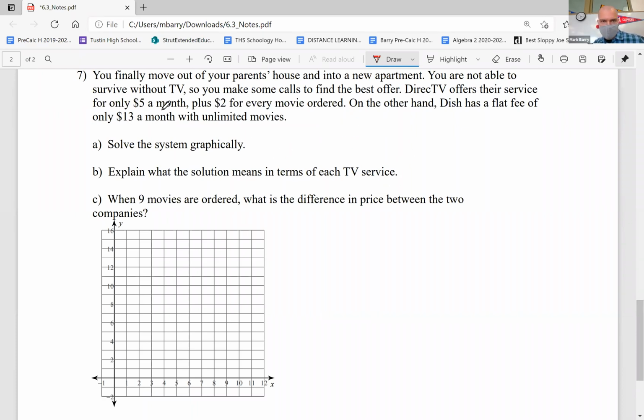So here's how I would write this system of equations, okay? For DirecTV, it's $2 for every movie. So I'm going to say that y equals 2x. So if I order like 3 movies, it's going to be $6, right? If I order 10 movies, that's going to be $20. Since I have to pay that $2 every time I watch a movie, that's what's going to be multiplied by x. And then the 5 is just what I have to pay no matter what, right? I just have to pay $5 at the beginning of the month plus $2 for every movie.